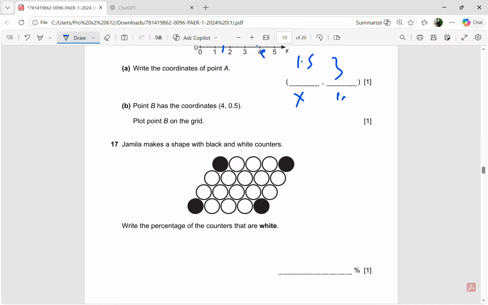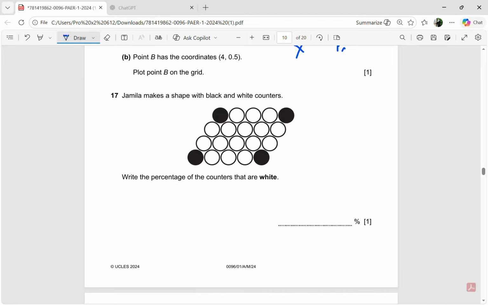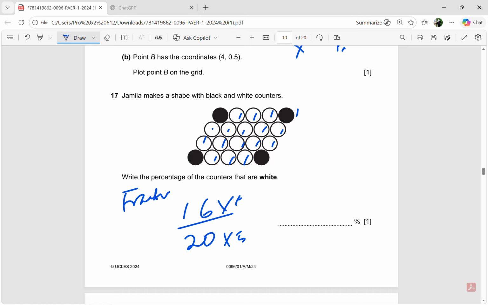Jamila makes a shape with black and white counters. Write the percentage of the counters that are white. First of all, you need to find the fraction of the ones which are white. So we have 1, 2, 3, 4, 5, 6, 7, 8, 9, 10, 11, 12, 13, 14, 15, 16, out of the total, which is 20. So let's change it into a percentage. Times 5 times 5, we get 80 over 100. And this becomes 80%.